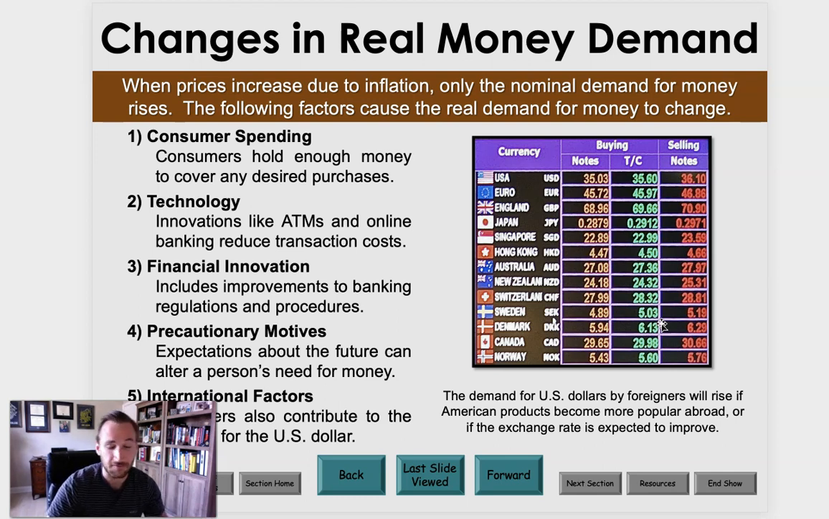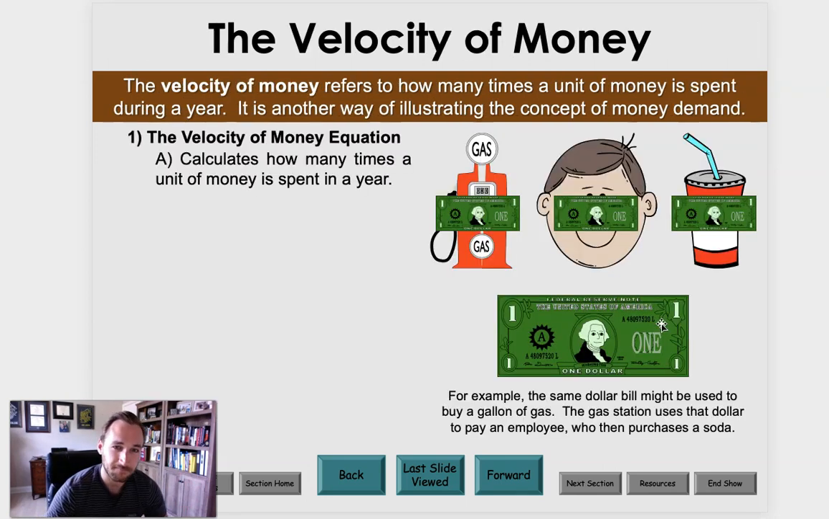Now, of course, the stock market is a whole different thing, but that's not part of monetary policy, so we're going to save that for a different date. The velocity of money is cool.